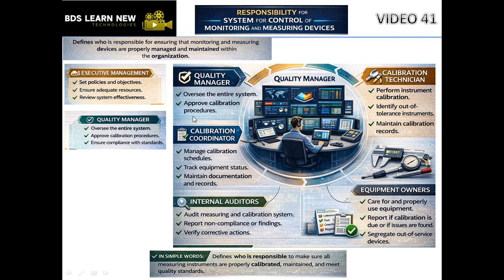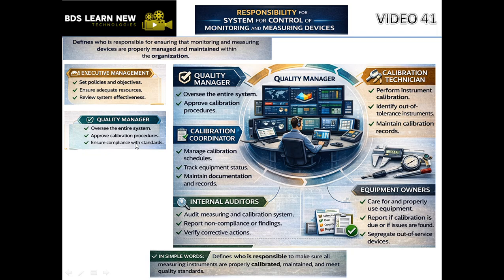Then apart from this, we also got the executive management, right? Now what does this executive management do? They set policies and objectives, ensure adequate resources, review system effectiveness, right? So the two major people are executive management and quality manager. And what does this quality manager do? This oversee the entire system, approve calibration procedure, ensure compliance with standards.